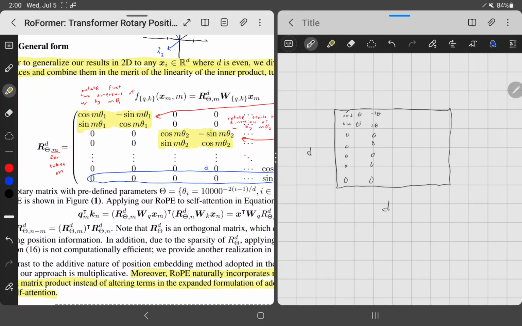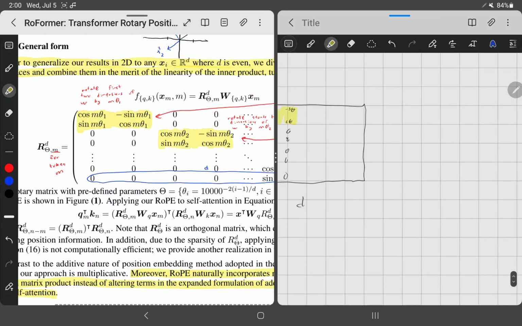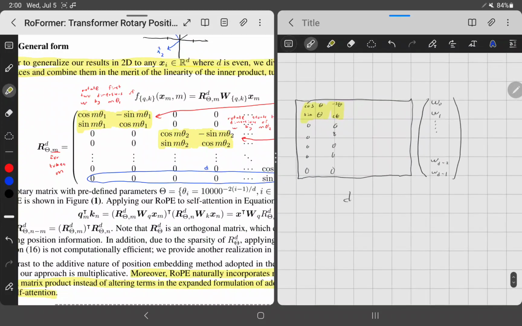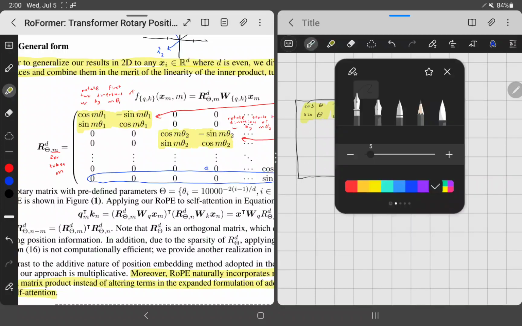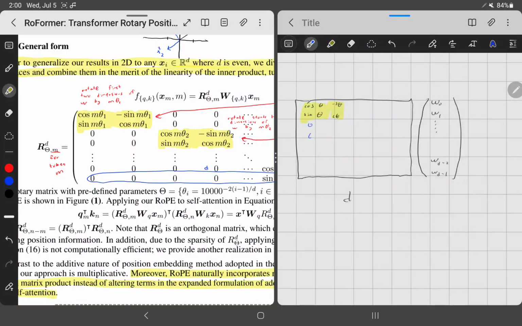Now, what this does is it rotates the first 2 dimensions. So whenever you multiply this by your weight matrix, W_{d-2}, W_{d-1}, and since there's zeros everywhere else, I'll represent the zeros as blue, actually. Easier to look at, so zeros, 0, 0.